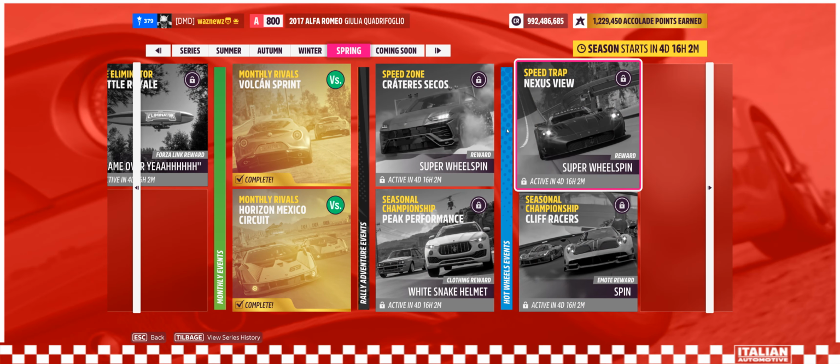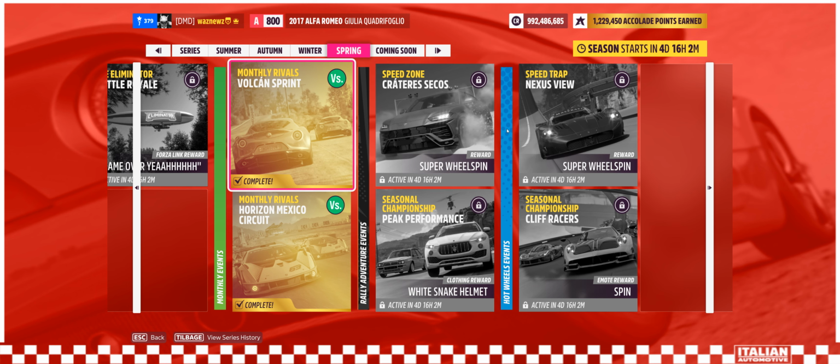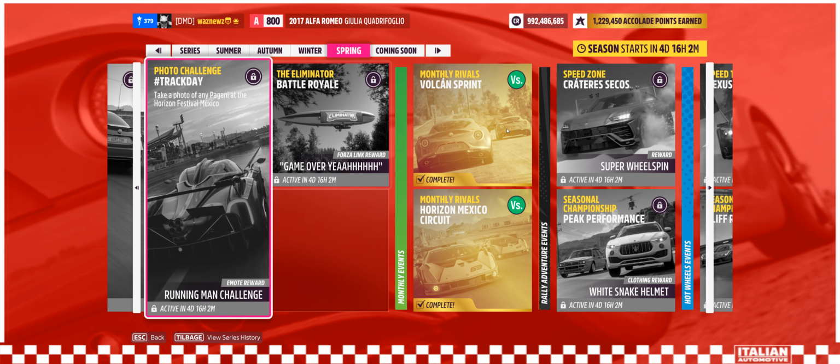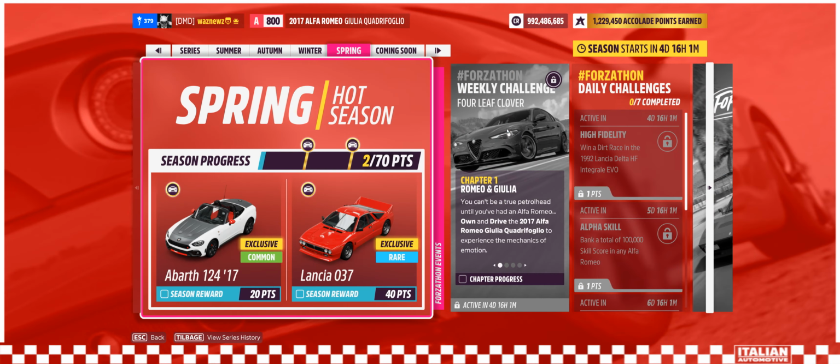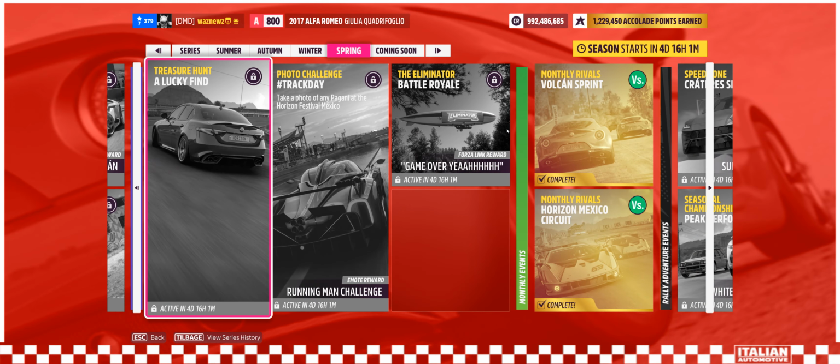But I can start by telling you that I have no idea what's happening in La La Land or in La La Land. So, skip. You got the Eliminator. Whoop-de-doo-da. Photo challenge. Take a photo of any Pagani at the Horizon Festival of Mexico. That should be relatively easy.